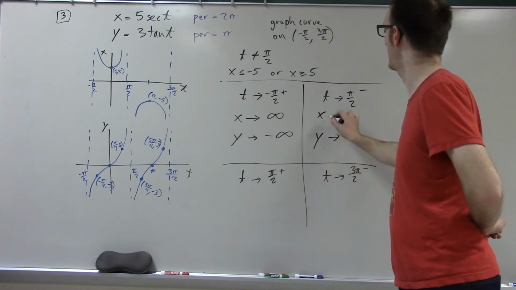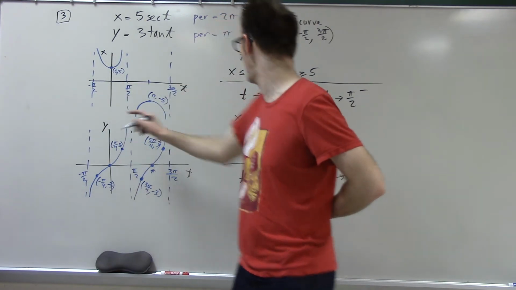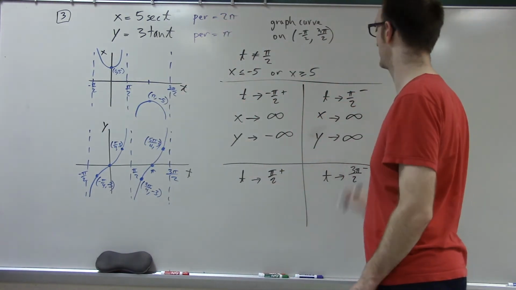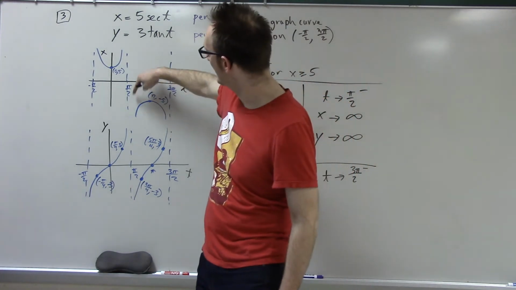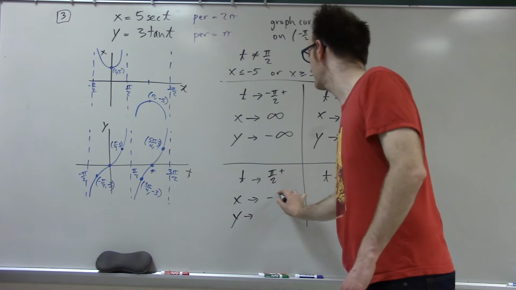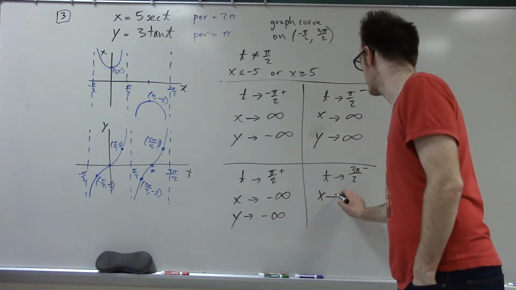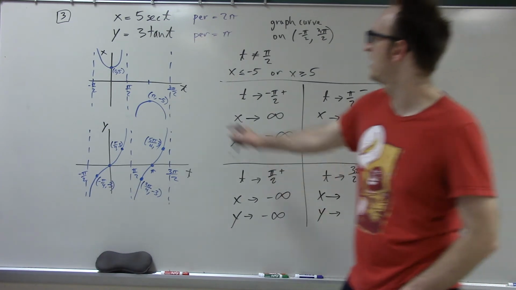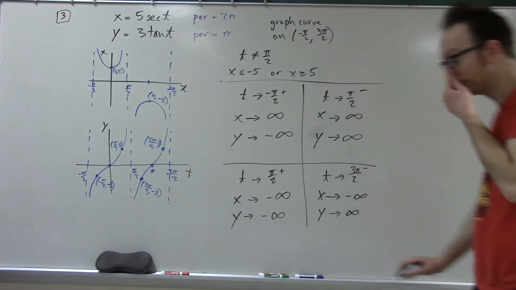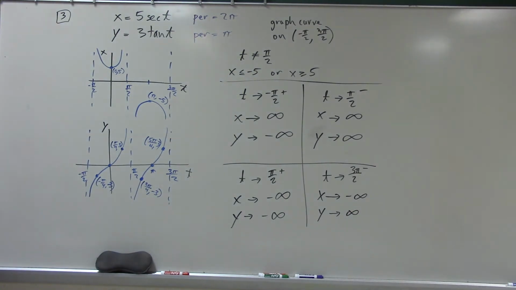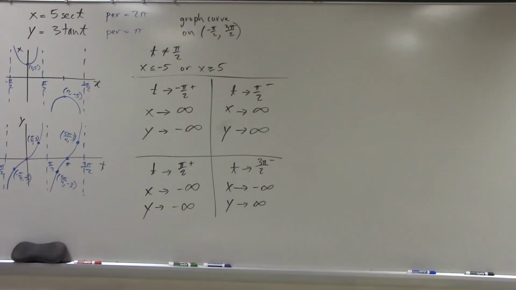What's happening as t is approaching pi over 2 minus? Well, if I'm a little bit less than pi over 2, X is going to infinity and Y is going to infinity. And as t approaches pi over 2 plus, X is going to negative infinity, Y is going to negative infinity, just reading this right off my picture. And as t approaches 3 pi over 2 minus, X is going to negative infinity, Y is going to infinity. Okay. All of that is getting ready to start doing the problem.